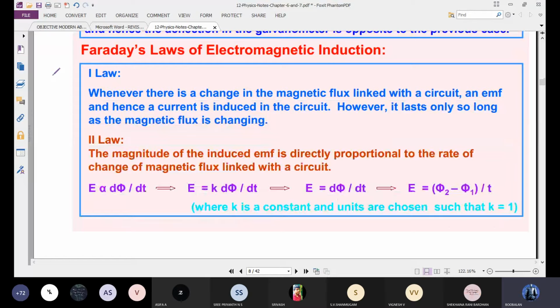Next, Faraday's law of electromagnetic induction, first law and second law. The second law formula is E equals dΦ by dt. Since it is directly proportional, for removing the proportionality we add a constant k. The value of k is equal to 1. dΦ is the change, Φ2 minus Φ1, maximum minus minimum. The magnitude of induced EMF is directly proportional to the rate of change of magnetic flux.